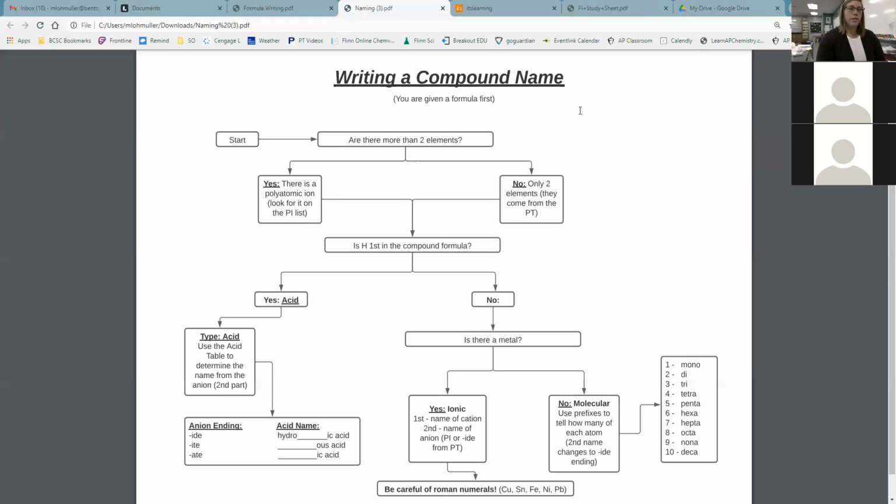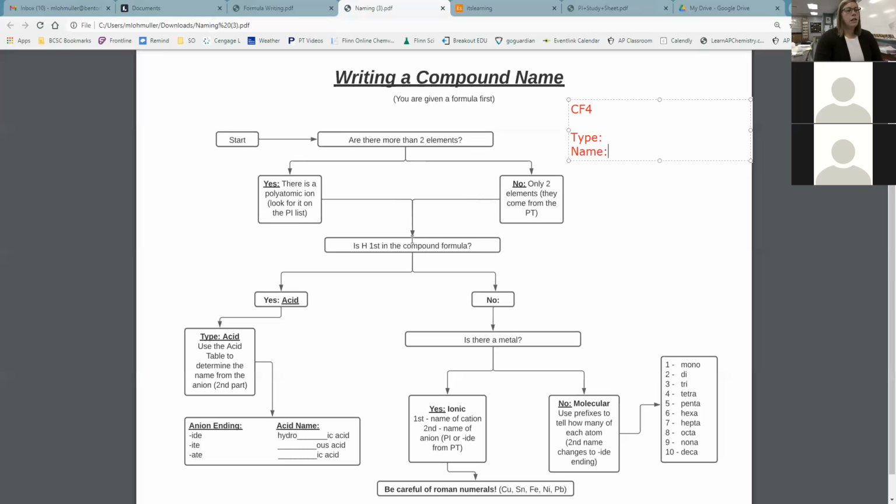Let's go with, I'm just gonna make this off the top of my head, looking at something that's old. Let's try CF4, so that's a little 4, okay? We need to figure out the type of compound to help us figure out the correct name. So, first question, are there more than 2 elements? We've got carbon, we've got fluorine. No, we've only got 2. So that means that both of the elements are coming from the periodic table, no polyatomic ion included.